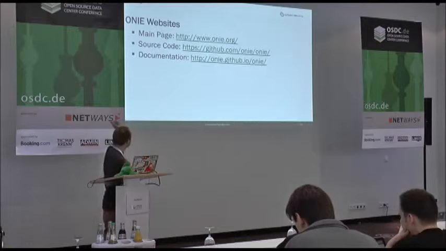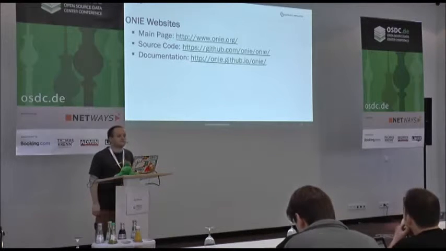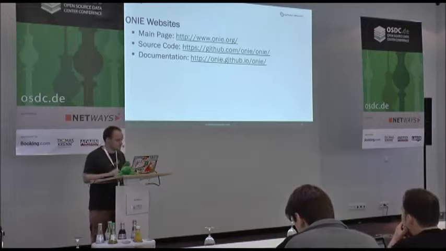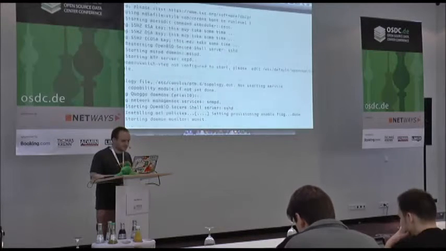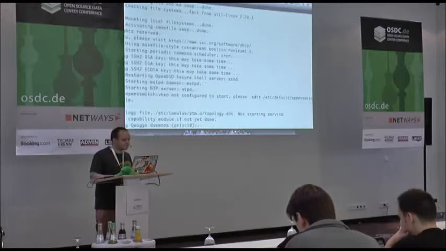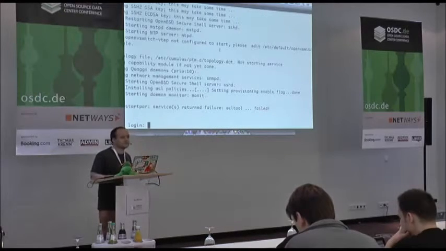We have a website for ONIE, which is separate from Cumulus completely. The GitHub site and the documentation are on GitHub pages as well. I'll flip back to this install. You can see here, it went through, installed Cumulus Linux, and that's just taking us to the prompt.